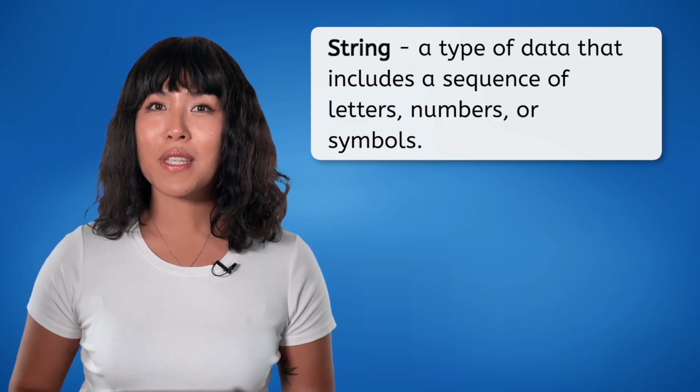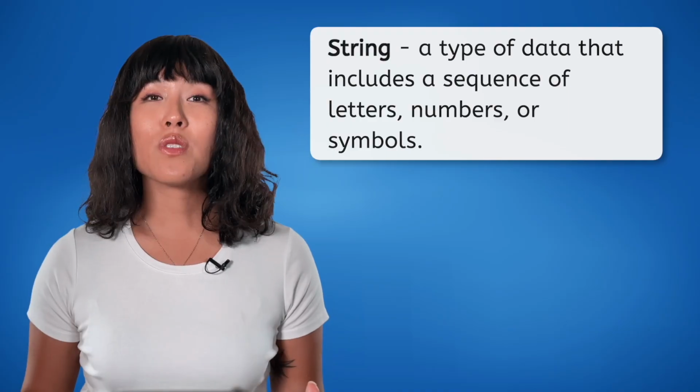In order to group this information together, when using strings, we enclose them in quotes. This lets the computer know when a string begins and when it ends. So for example, if we wanted to create orange juice as a string, we would write it like this.